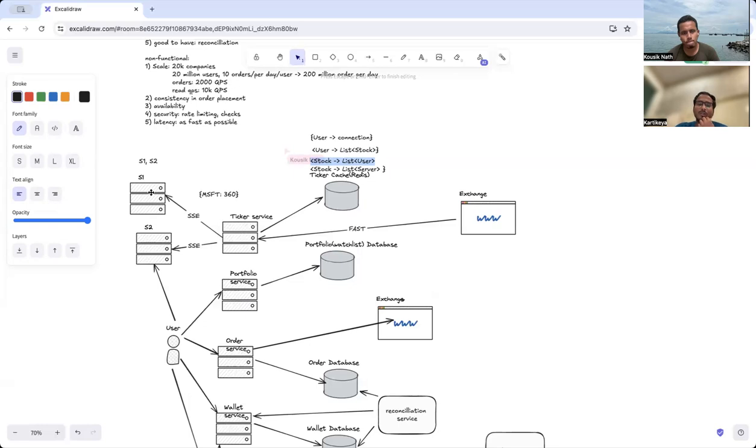It will ask for the entry in this map. But the only problem here is this list can be very big. It can go up to 20 million. So this 20 million list will be sent to S1. And it actually depends on what data we are storing there. Let's say 20 bytes to 30 bytes, 50 bytes, let's say.